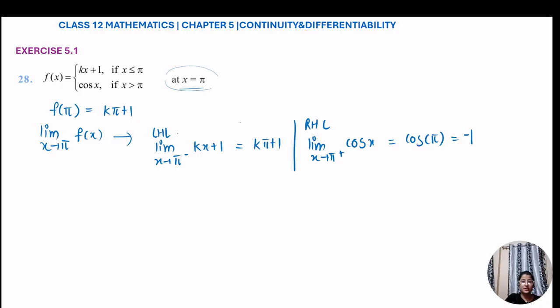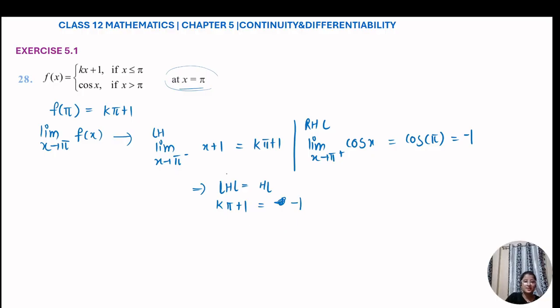That means, as we want continuity at x equals to pi, its limit must exist. If its limit must exist, this implies that my LHL should be equal to RHL. That means k pi plus 1 should be equal to minus 1. Sorry, it should be equal to minus 1.